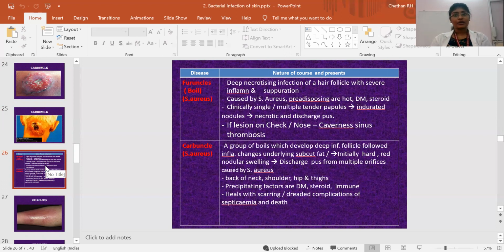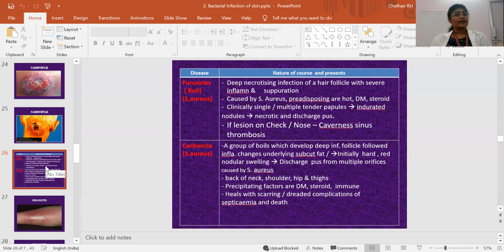So it is a hair follicle infection, which is superficial with severe inflammation as well as suppuration. Coming to carbuncle, which is also caused by Staph aureus. So here a group of boils, that means a group of inflamed and suppurated hair follicles, you can see in carbuncle. It is a deep infection of the follicles, followed by inflammatory change which also occurs in the underlying subcutaneous fat. Initially it will appear as a hard red nodular swelling, and later there will be discharge of pus from multiple orifices.